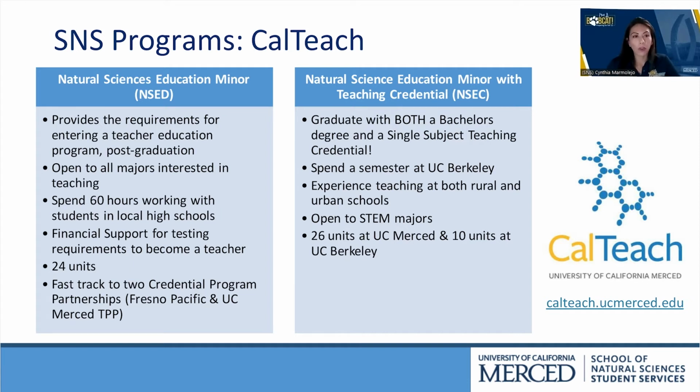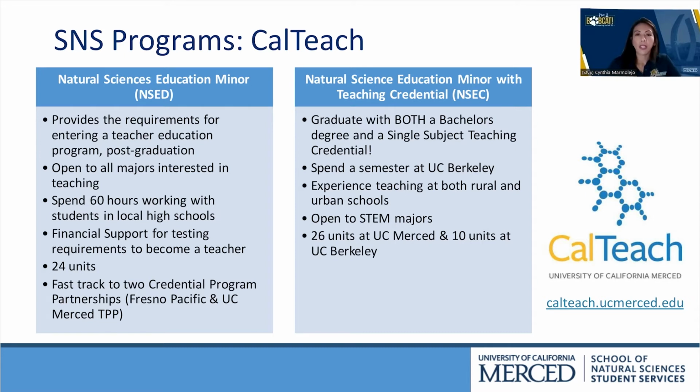The minor is 24 units, and it's a fast track to 2 credential program partnerships. So we have 2 partnership programs, Fresno Pacific and UC Merced teacher preparation program. So what's really great about that is typically earning your teaching credential will take you up to 2 years. But since we have a partnership program, you can earn your teaching credential in a year.